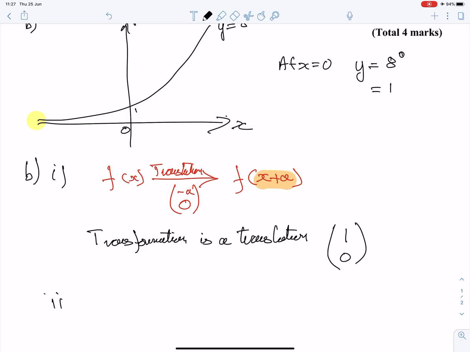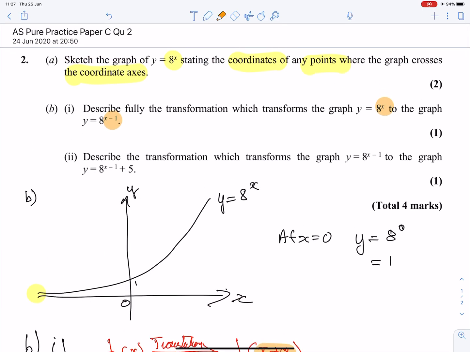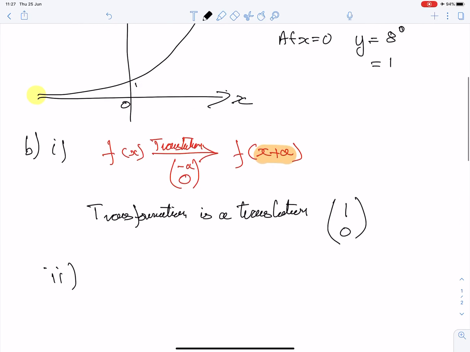Okay, part 2. Again, read carefully. But this time we're starting with 8 to the x minus 1. Describe the transformation which transforms the graph y equals 8 to the x minus 1 to 8 to the x minus 1 plus 5. So this time the plus 5 is outside of the x. It's not right next to the x.